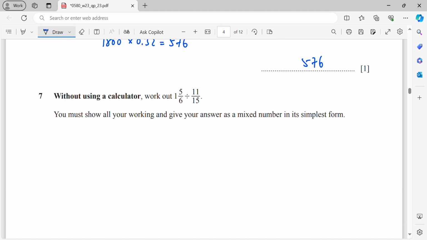Okay, part 7. Without using a calculator, work out 1 and 5 over 6 divided by 11 over 15. You must show all your working and give your answer as a mixed number in its simplest form. So mixed number means this form. This is what we call a mixed number. So what to do is 1 5 over 6 divided by 11 over 15. First of all, I change the mixed number 1 5 over 6 into an improper fraction. This is what you call a proper fraction because the numerator is less than the denominator.